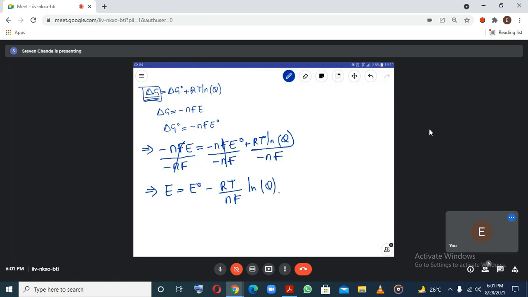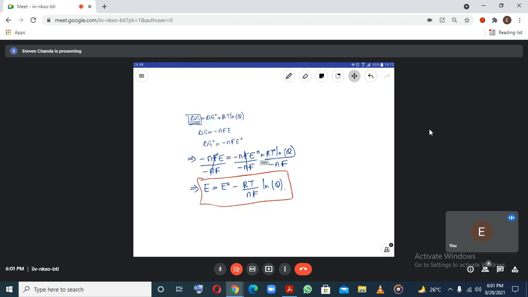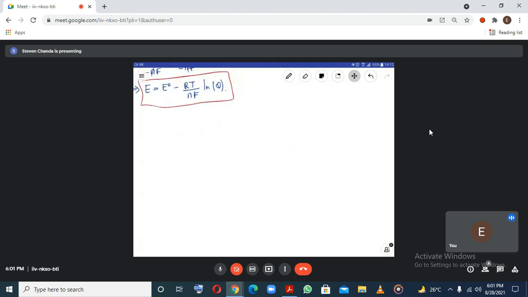So you see that what we have there is an important equation, which we call the Nernst equation. Okay, so this is the Nernst equation. What this allows you to do is determine the cell potential for a galvanic cell that is not in standard conditions. So that's why it's very important.